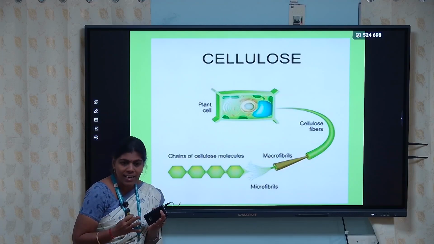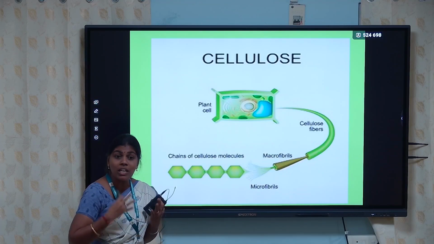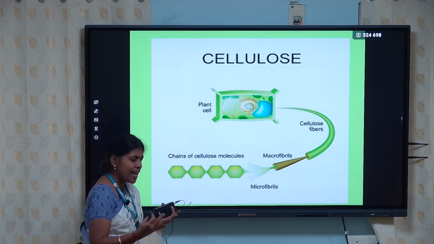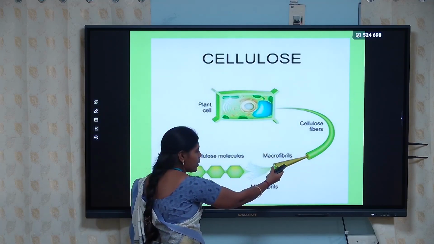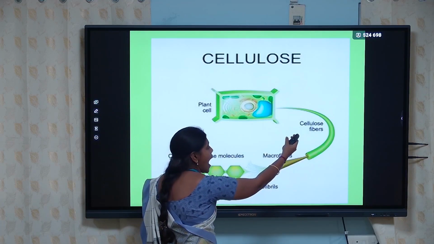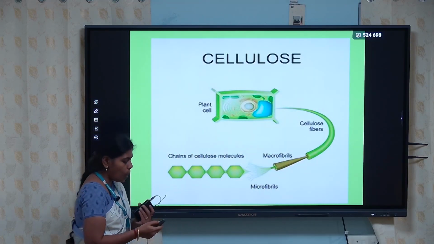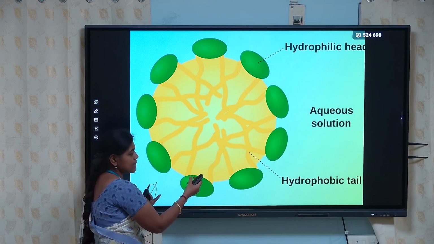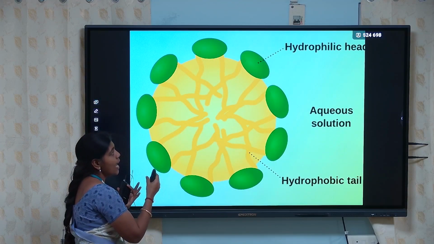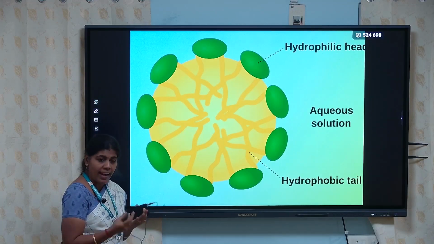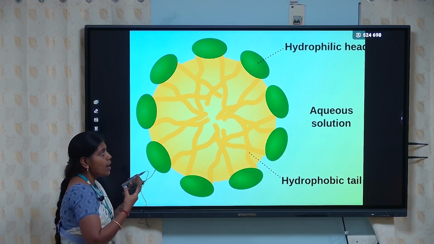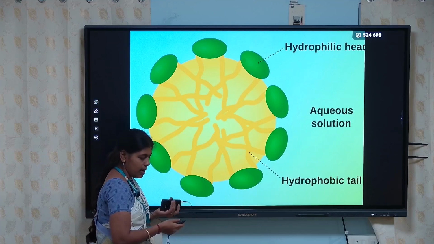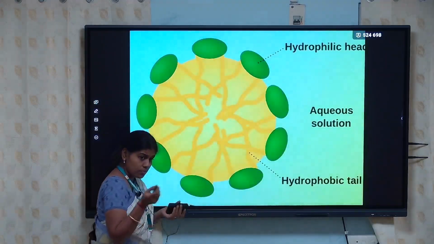Now you clearly understand about the cellulose, how cellulose is arranged in the cell wall? Yes? Yes. The microfibrils, the macrofibrils and the cellulose. So, a very interesting component. This is the structure of micelles, that is the hydrophobic chain and hydrophilic head, the water loving head and water hating chain. So this is the structure of micelles.